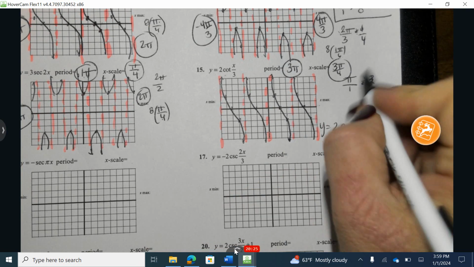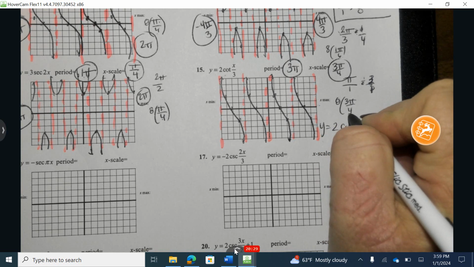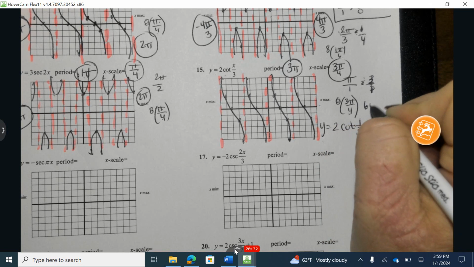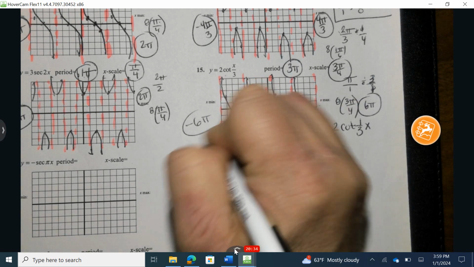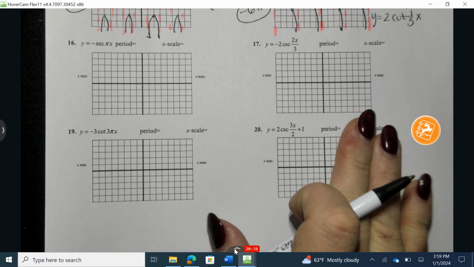We're going 8 steps to the right. 8 times 3 pi over 4 would be 24 over 4, which is equivalent to 6 pi to the right and negative 6 pi to the left. Oh, I'm getting tired of these. I wonder if you're also feeling the same way.